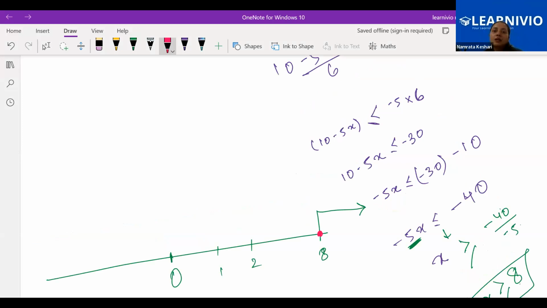We'll be starting the trigonometric functions in the next class. There also we will be talking about this solid circle, hollow circle. So this is the basic you should understand. Okay, this is the basic.